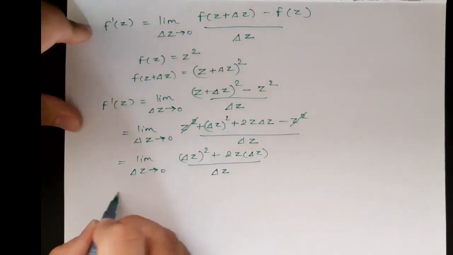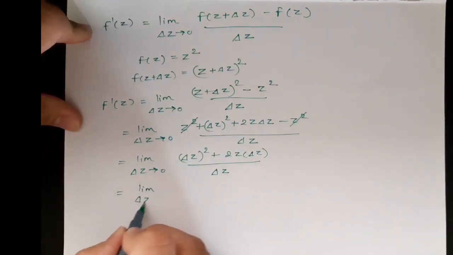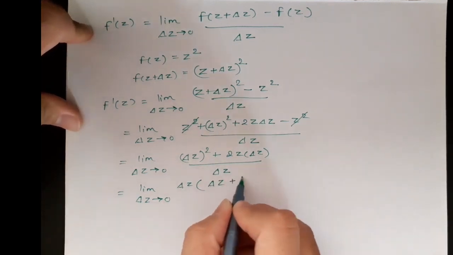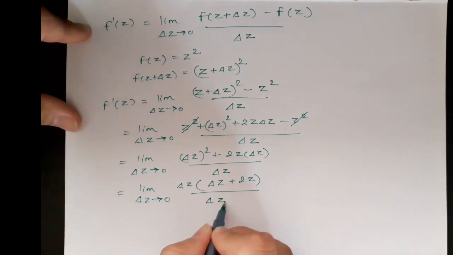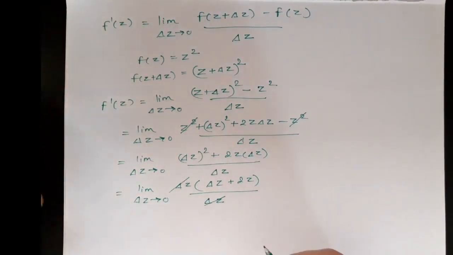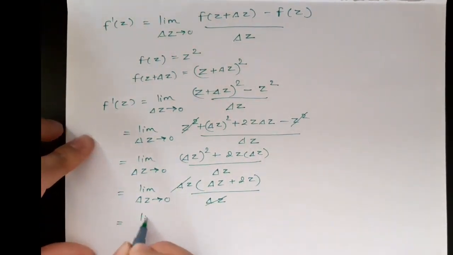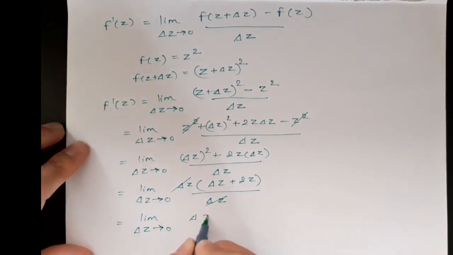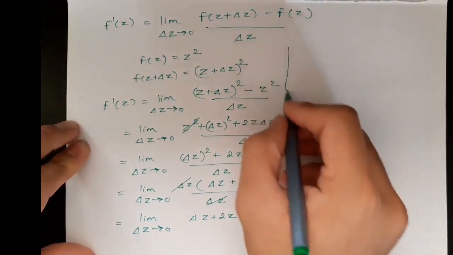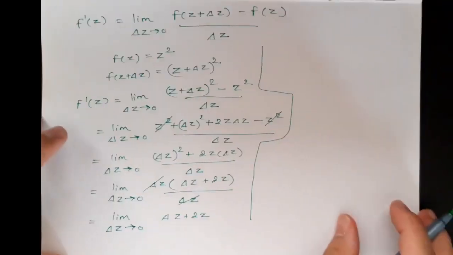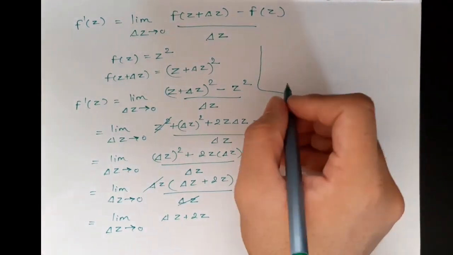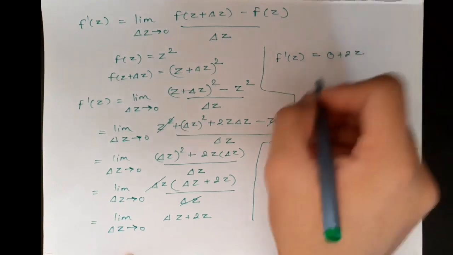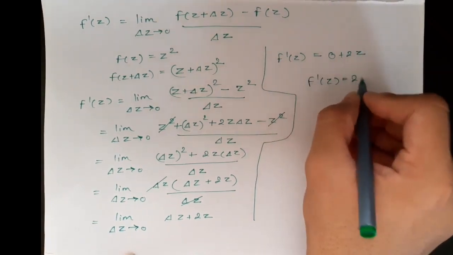So by taking delta z as common from the numerator, we get limit delta z tends to 0 delta z into delta z plus 2z upon delta z. So this delta z and this delta z get cancelled. We will get limit delta z tends to 0 delta z plus 2z. Now as the denominator is free from the 0, we can apply the limit. So f dash z is equals to 0 plus 2z. So f dash z is equals to 2z.